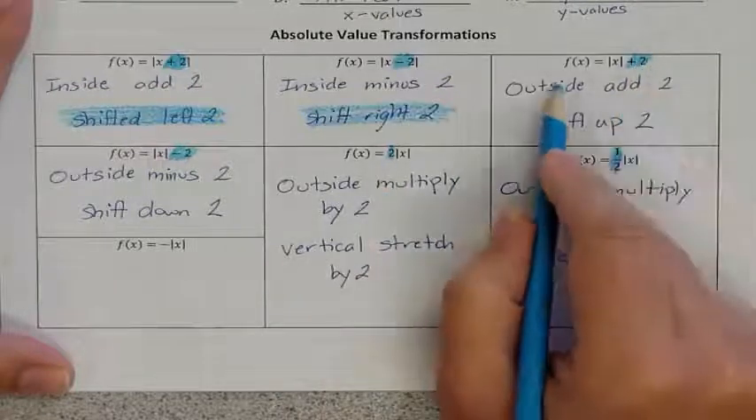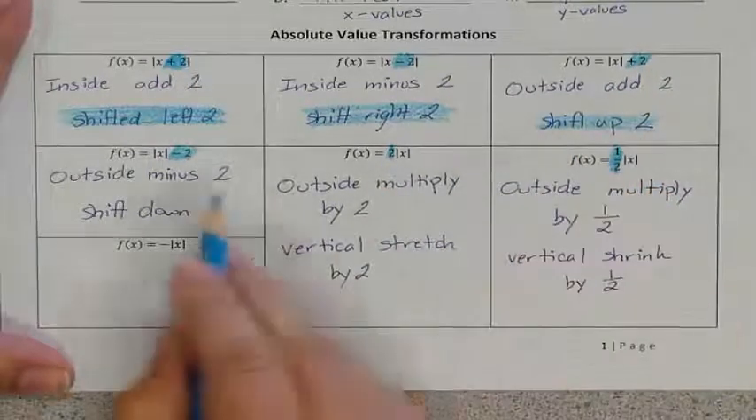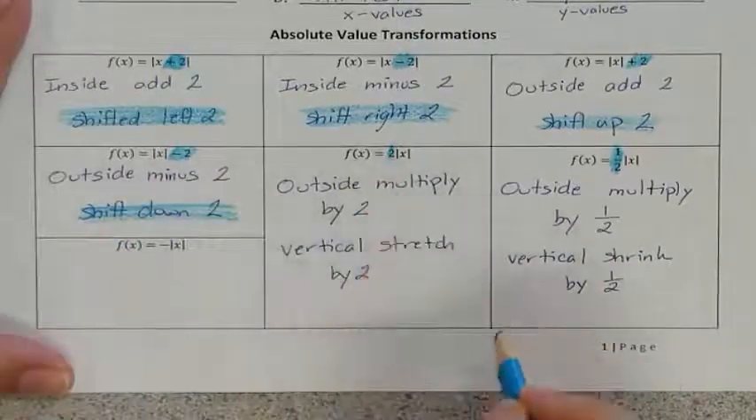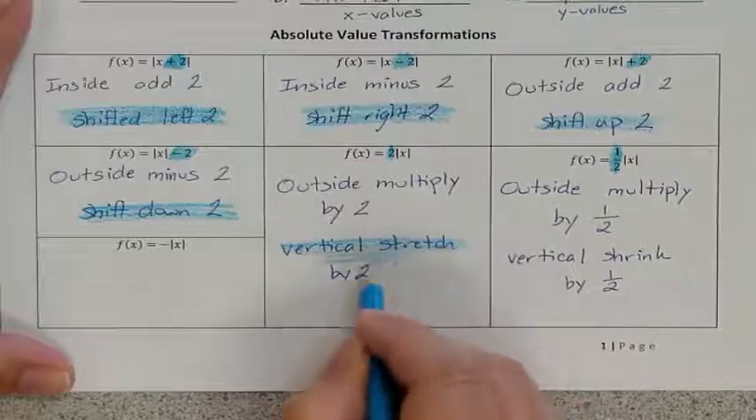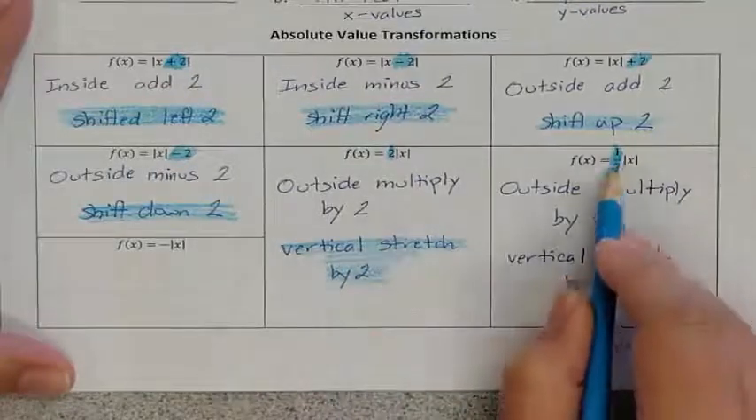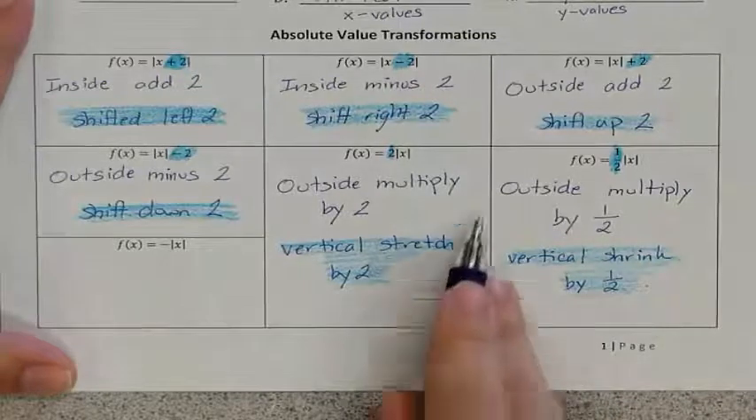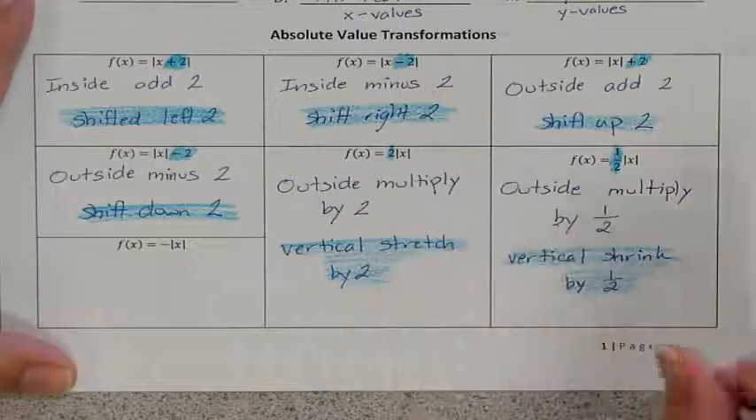So when I added 2 on the outside, it went up 2. When I subtracted 2 on the outside, I went down 2. The outside had a multiply by 2. That told you to vertical stretch by 2. The outside had a multiply by a half. That meant you needed to vertically shrink by a half. Now we need to look at what these mean just a little bit more.